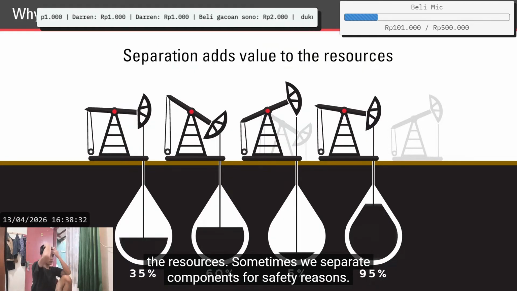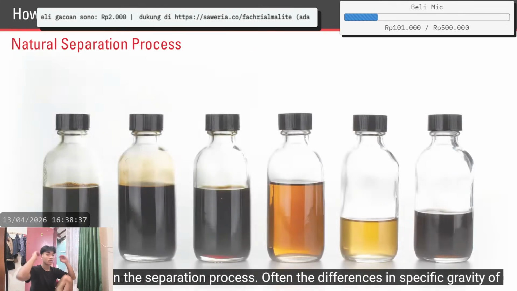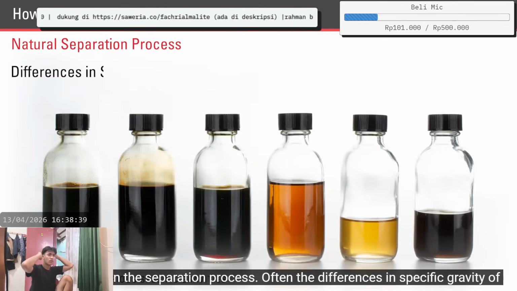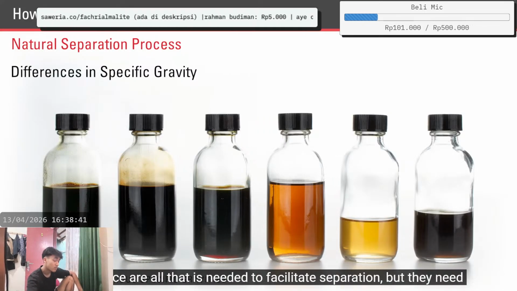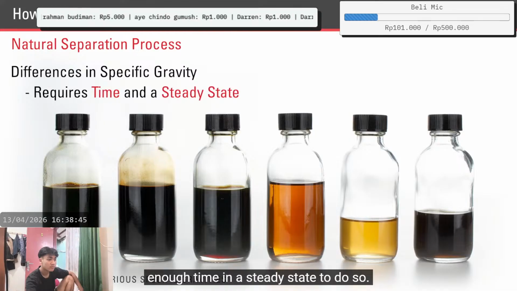Sometimes we separate components for safety reasons. Nature helps us in the separation process. Often, the differences in specific gravity of a resource are all that is needed to facilitate separation, but they need enough time and a steady state to do so.